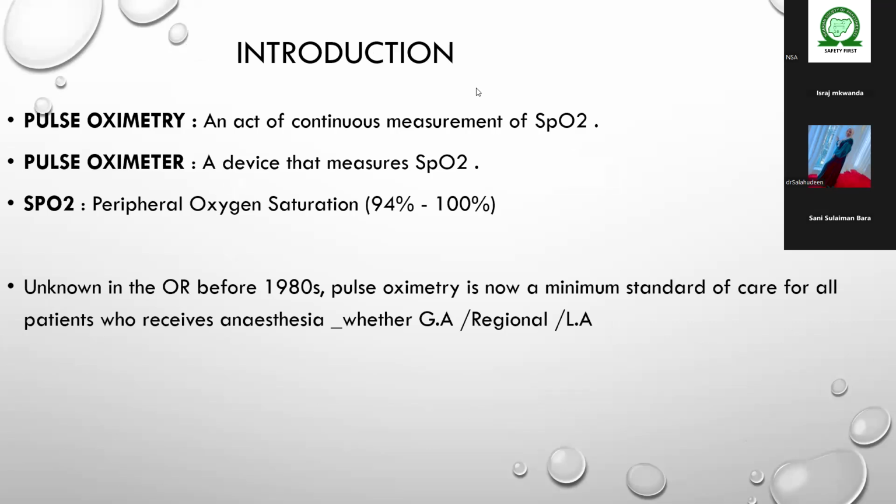Introduction, but before the details in the introduction, I'll just give a brief definition of these terms. Pulse oximetry is the act of continuous measurement of SpO2, that is arterial oxygen saturation. A pulse oximeter is a device that measures the arterial oxygen saturation, and SpO2 is the peripheral arterial oxygen saturation. Normal range is 94% to 100%. In our environment, when it gets to 92%, it becomes a concern.